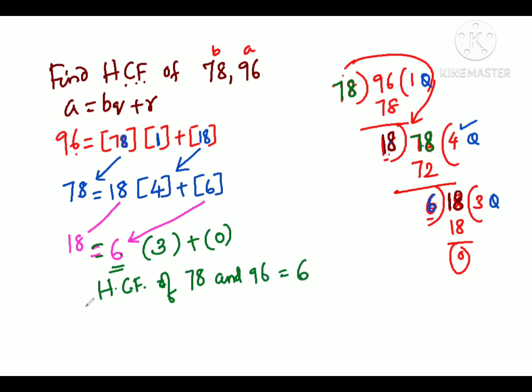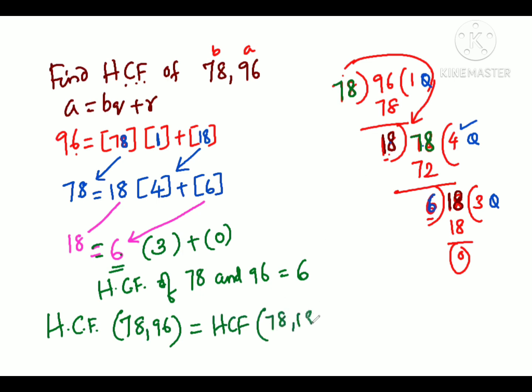So here you can conclude that according to Euclid division lemma, the HCF of 78 and 96 is equal to the HCF of 78 and 18, that is equal to the HCF of 18 and 6, that is equal to 6. This way you can find the HCF of given numbers by using Euclid division lemma. Okay.